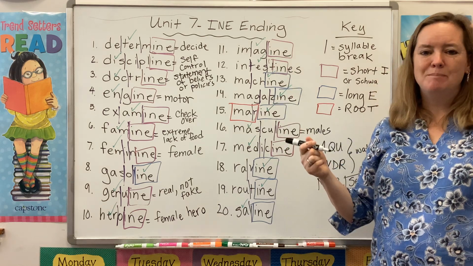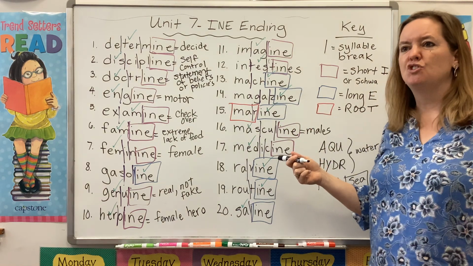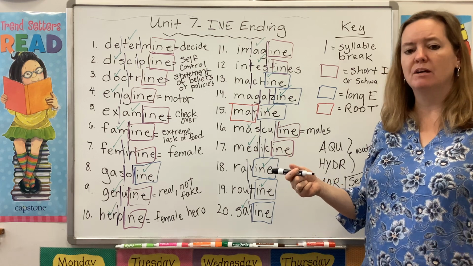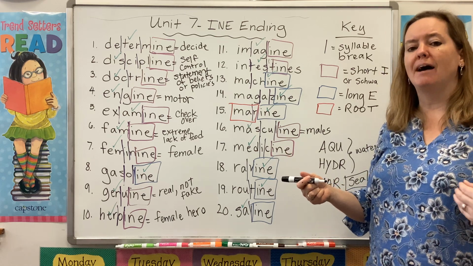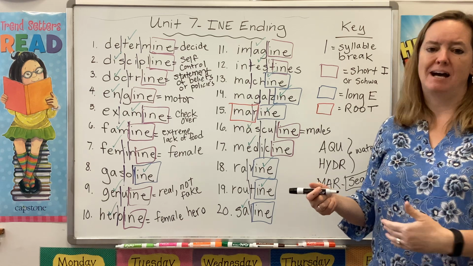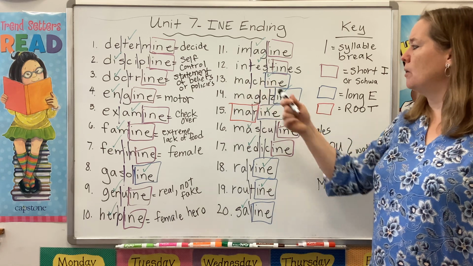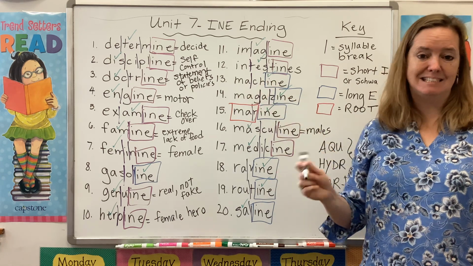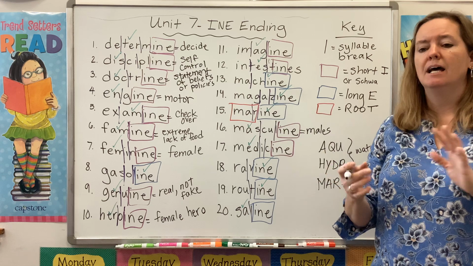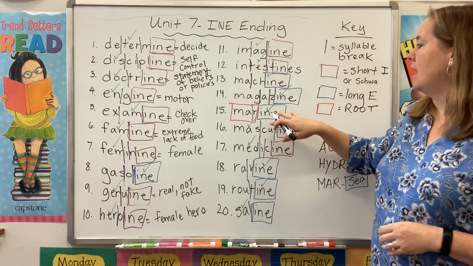Imagine means to use your mind. Intestines, those are tubes in your stomach. They're part of your digestive system. So after your food goes through your esophagus and into your stomach, then it has to pass through your small and large intestines. You know what a machine is, you know what a magazine is, right? Something you read. It's got articles, it comes out weekly or monthly.